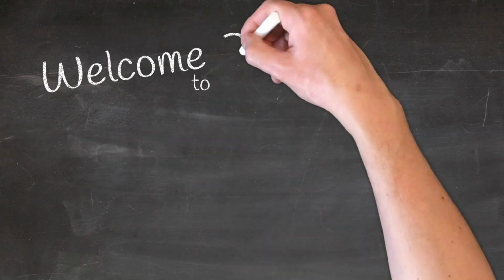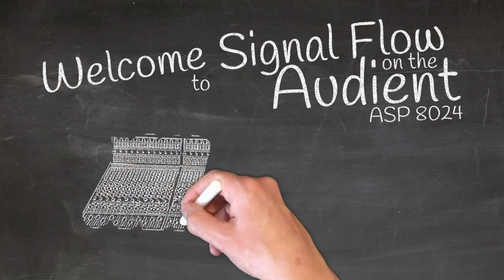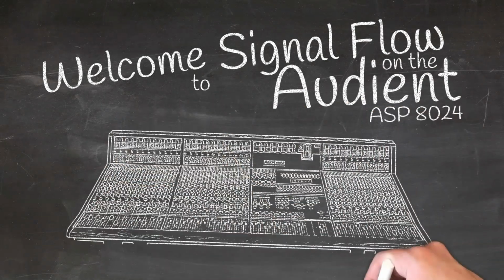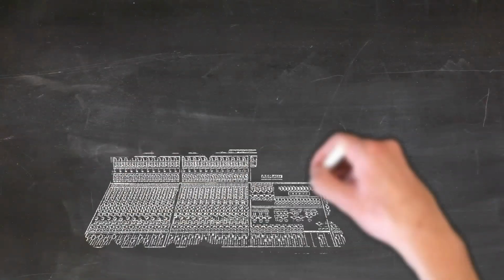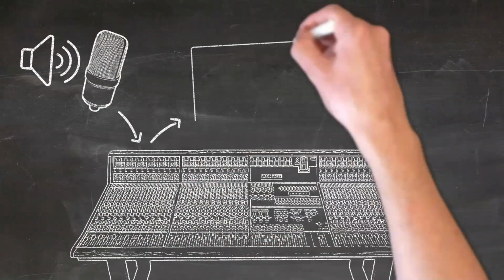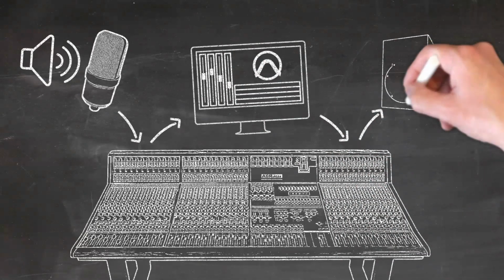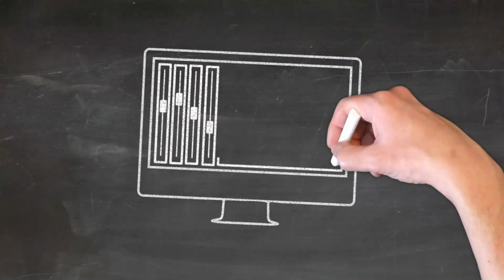Welcome to the University of West London Signal Flow tutorial on the Audient ASP 8024. In this video, we will be explaining signal flow, demonstrating how to connect a microphone, route the signal into a digital audio workstation, also known as a DAW, and then back to the master bus. For this tutorial, we will be using Pro Tools as our DAW.